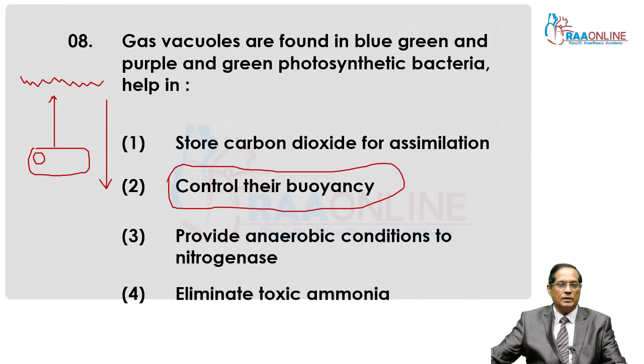That is, when it is formed, the cell comes to the surface. When they rupture, gas is released, and they are back inside the water. So, this is called buoyancy. This is the role of gas vacuole in cyanobacteria, that is blue-green algae, as well as photosynthetic bacteria also.